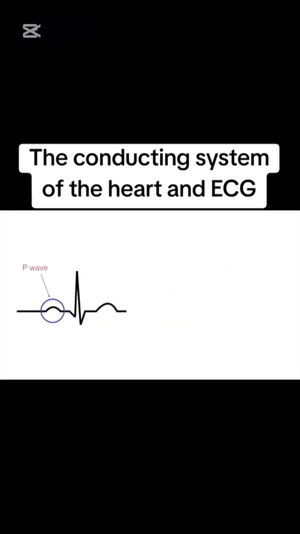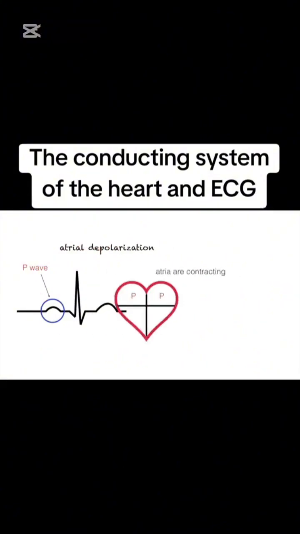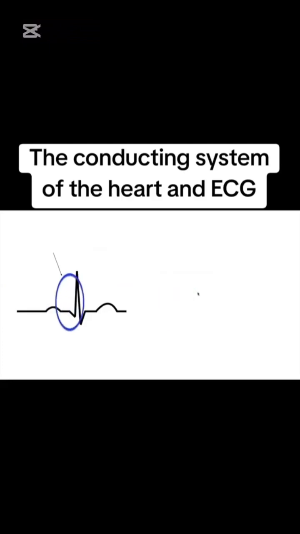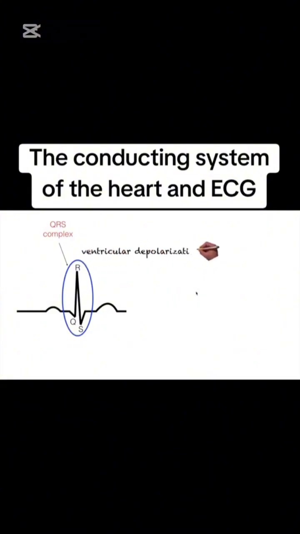Let's start off with the P wave. The P wave represents atrial depolarization. During atrial depolarization, the two atria are contracting. Next up, the QRS complex. Now, the QRS complex represents ventricular depolarization. During ventricular depolarization, the ventricles of the heart are contracting.